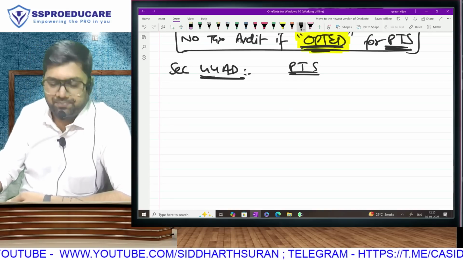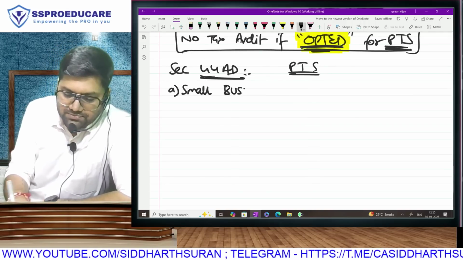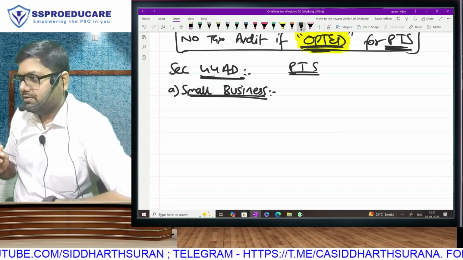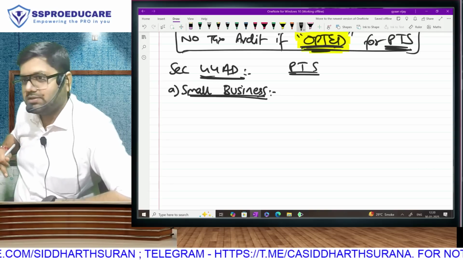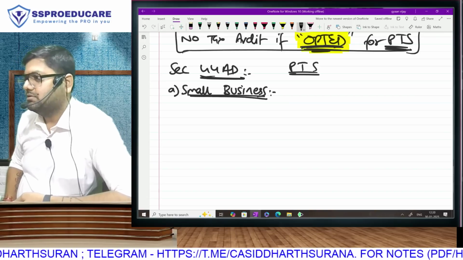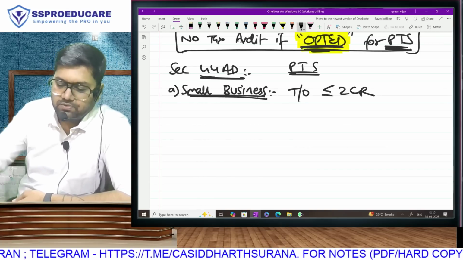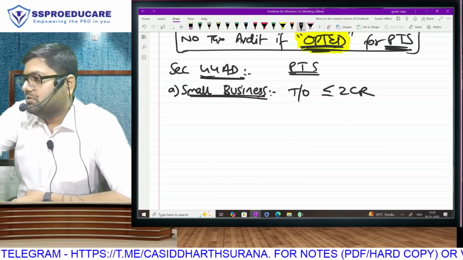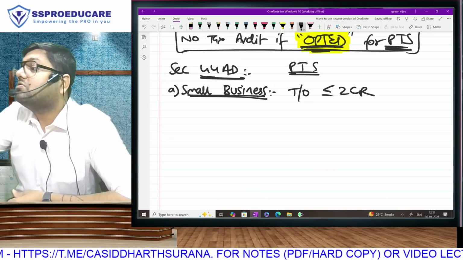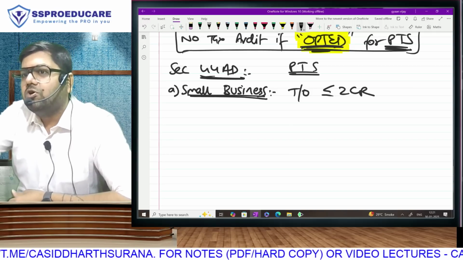What is section 44AD? If you are a small business, bro, one minute. You have brain to understand. A small business means what? Has to be explained, no? Obviously, they have explained. Small business means anybody having turnover up to 2 crore. Means everyone is not going to be allowed to opt for presumptive. Only those who have turnover up to 2 crore will be allowed.